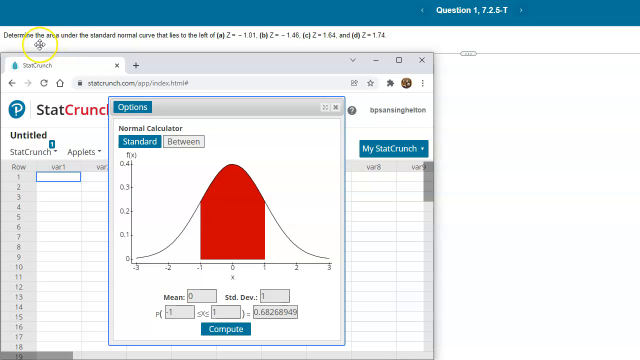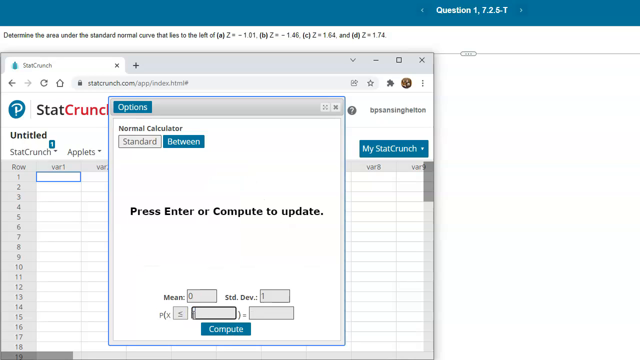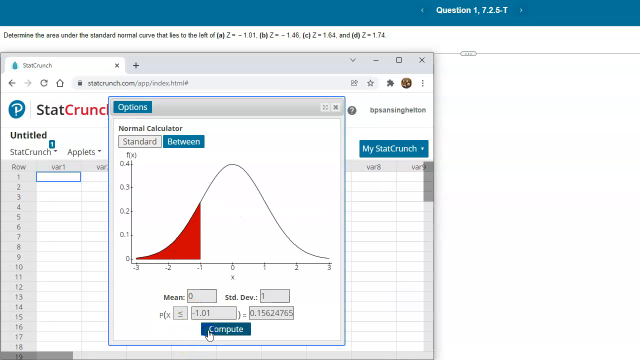So for the problem that I was asked about, it's asking about the area under the standard normal curve that lies to the left of these specific z-scores. So we won't do between, we'll do standard. And then left would be less than or equal to. If it said right, you would just change this to greater than or equal to, but it's asking about the left. And since it's asking for the z-score, we put that in here. So that's -1.01, and click compute.